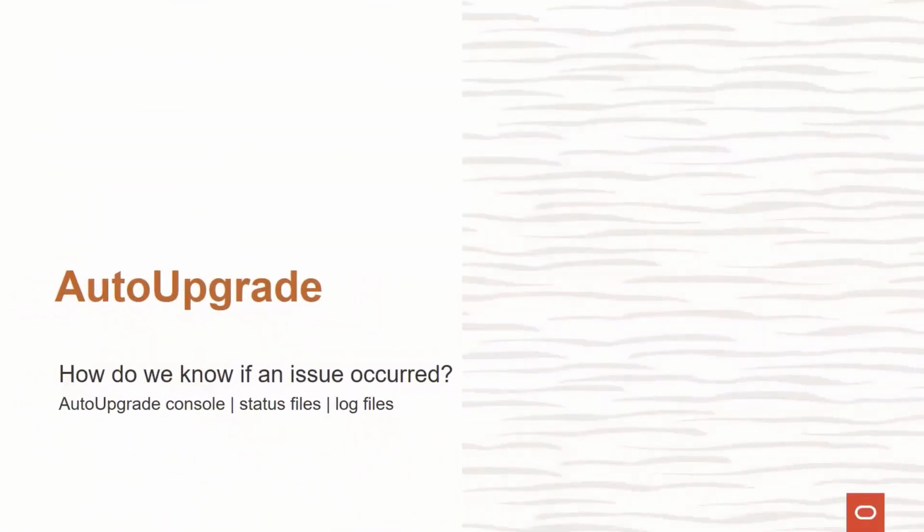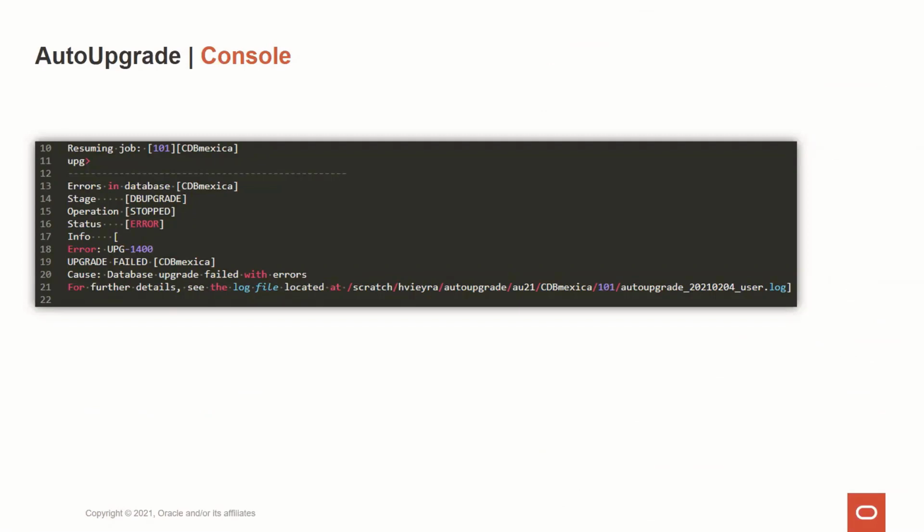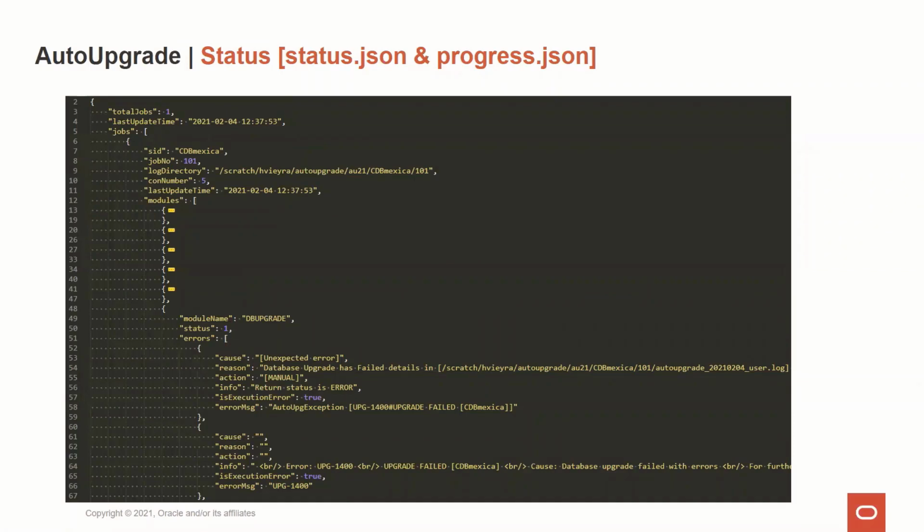How to know if something really bad happened? Well, the AutoUpgrade has three ways to provide such information for the user. We have the console, the status files, and the log files. One of the easiest ways to find out if something bad happened during your upgrade is checking the AutoUpgrade console. If the AutoUpgrade faces a problem that it is not able to automatically fix, it will emit a message like this. It will contain the stage where the problem occurred and some additional information, such as if there is an error code available, and also where you can find more details, which is a pointer to a log file.